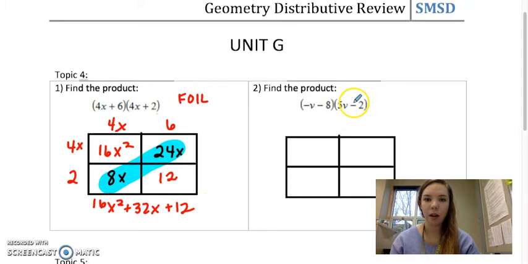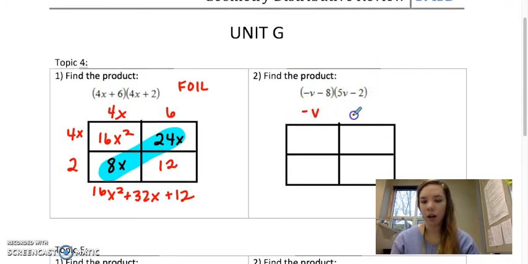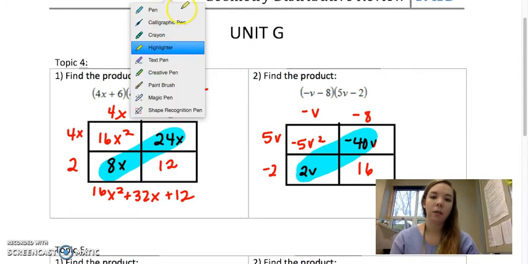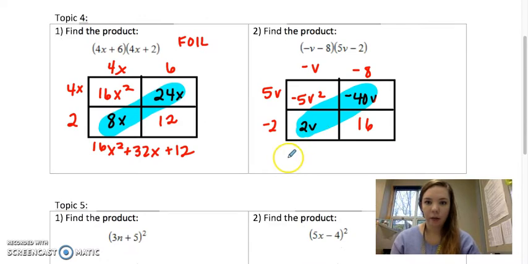Okay, I'm going to do the same thing on number 2. I have negative v and negative 8, 5v and negative 2. So this would be negative 5v squared. This would be negative 40v. Here we would have positive 2v, and here we would have positive 16. So again, we can combine like terms on our diagonal. So I would have negative 5v squared minus 38v plus 16.